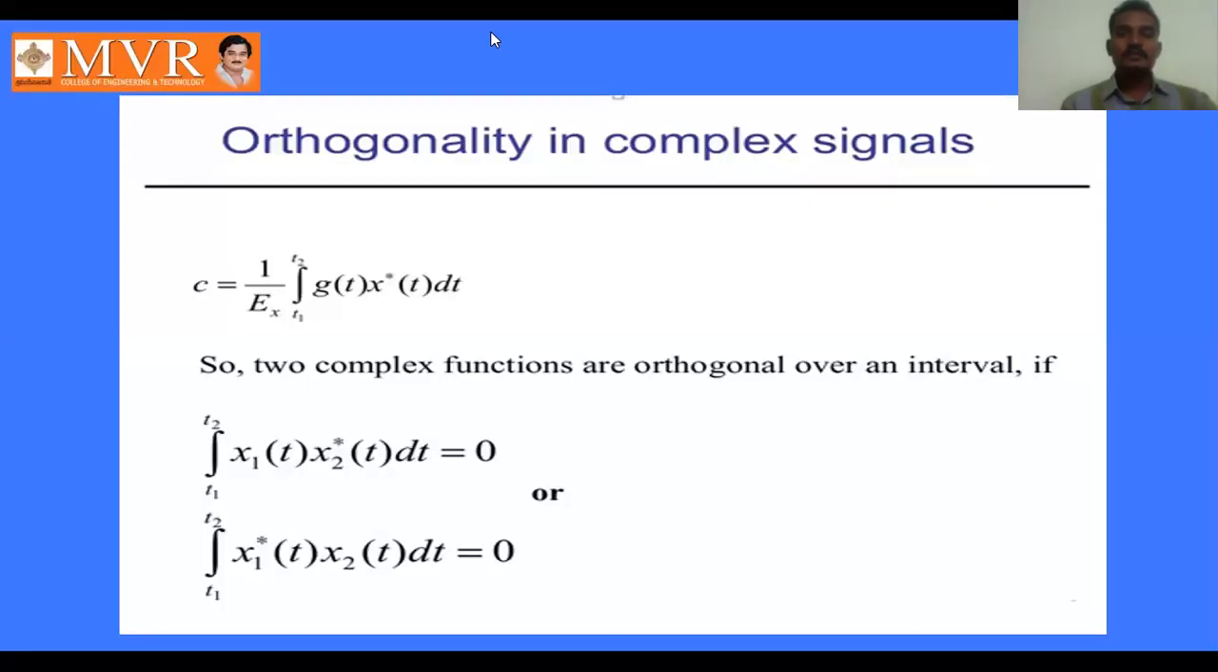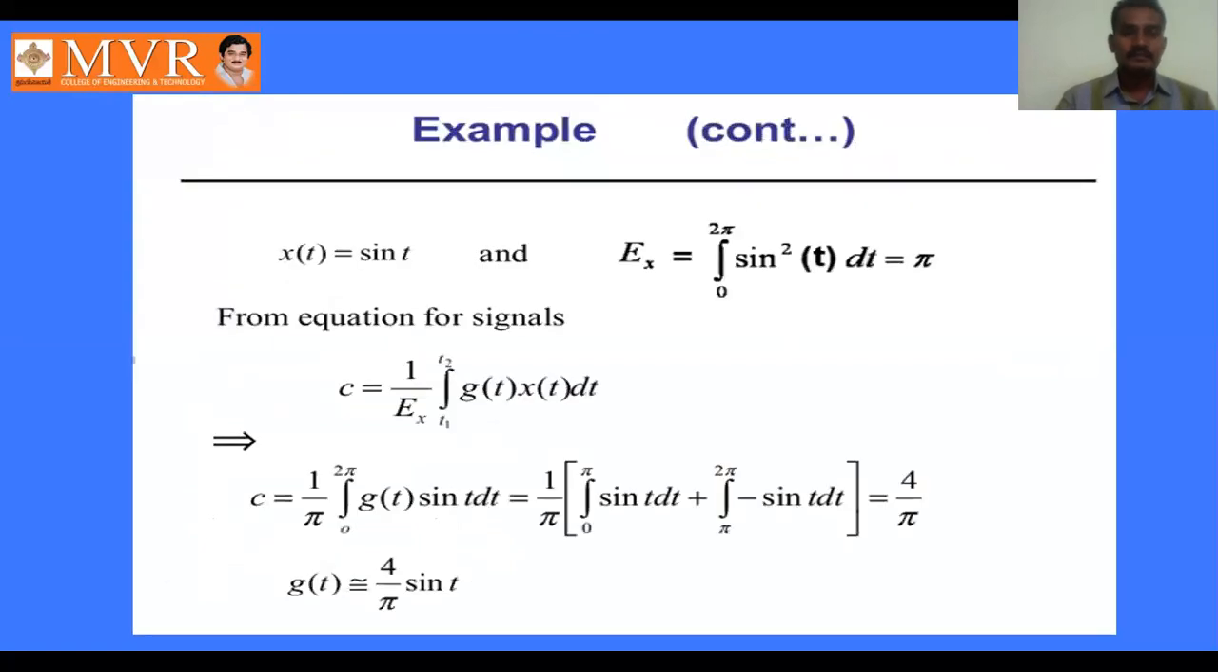Like this, the orthogonality in complex signals can be defined. Everything is the same as that of the orthogonality of signals, and similarly the orthogonality of vectors. So the definition, everything is the same.